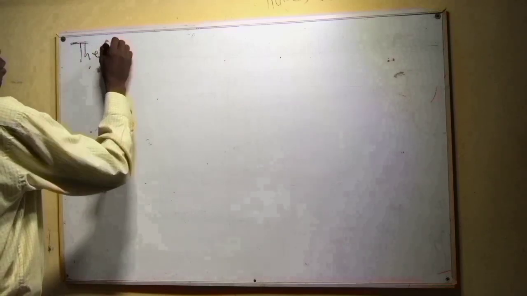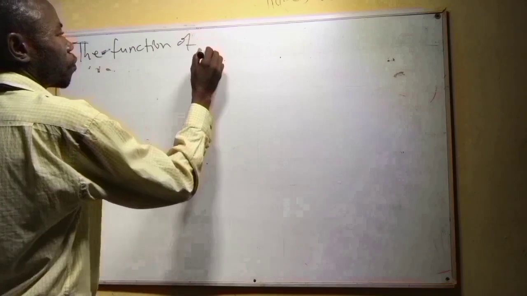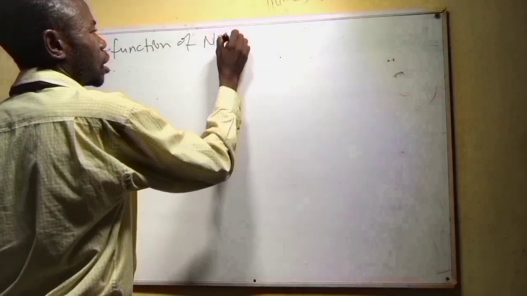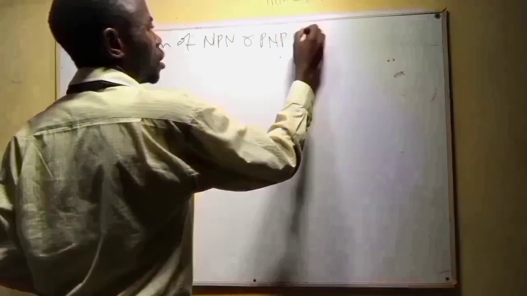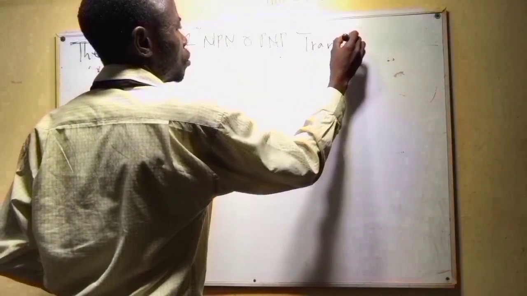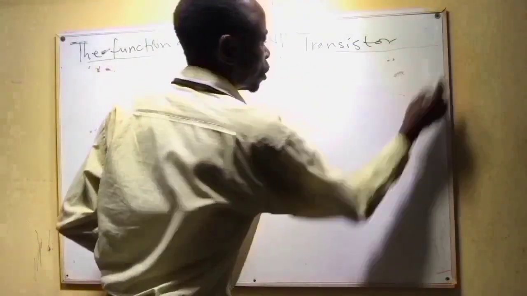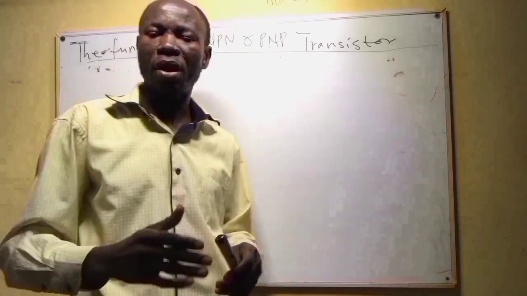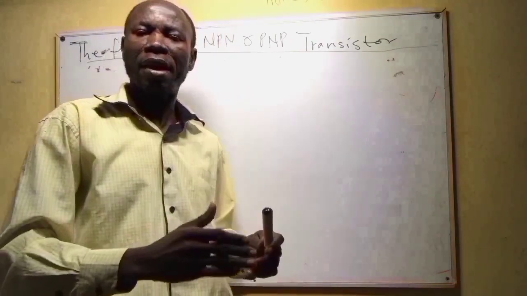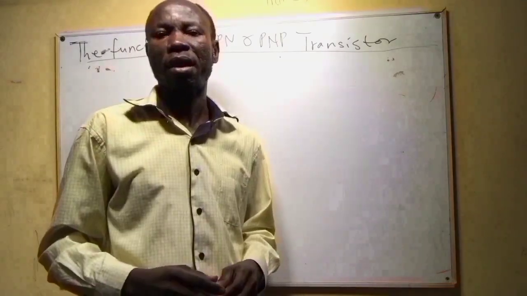So let's see the function of NPN and PNP transistors. We have NPN and PNP transistors. NPN is the negative transistor, PNP is the positive transistor.